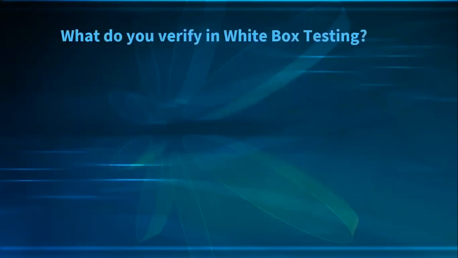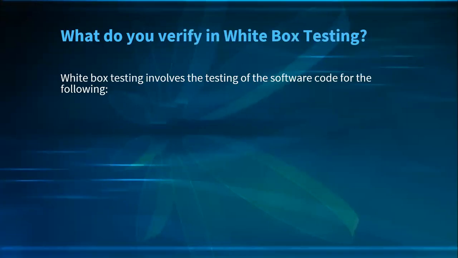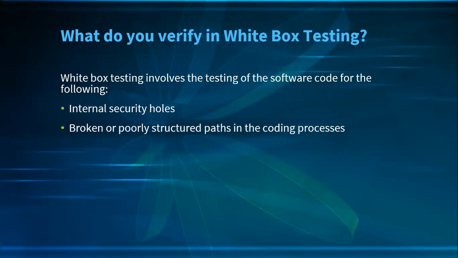So what do you verify when you're doing white box testing? The first thing is, white box testing involves the testing of software code for the following. One, internal security holes. So any security, for example, these are done at code level. It can be done by developers, and also our automation can pick some of these issues in the code.